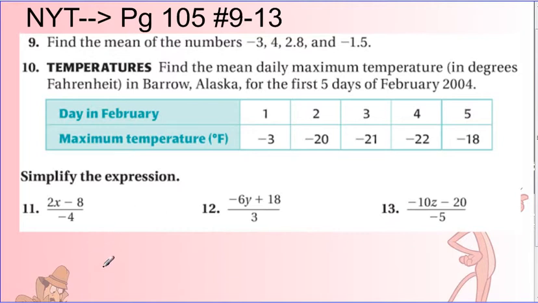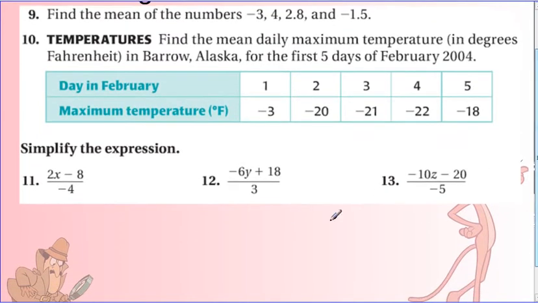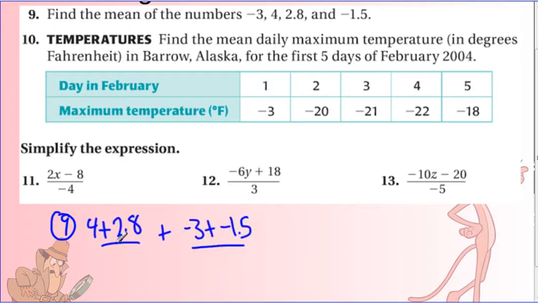Okay, so I'm going to do each problem in this space down below here. So number 9. We're finding the mean, so I'm going to add up the positives, add up the negatives, and then divide. So 4 plus 2.8 positives, -3 plus -1.5 negatives. This gives me 6.8. This gives me -4.5. Again, because I'm doing just the positives, the signs are the same, I add. 4 plus 2.8 is 6.8. Here, both numbers are negative, so I add. When you add, make sure you line up your decimals. You get negative 4.5.